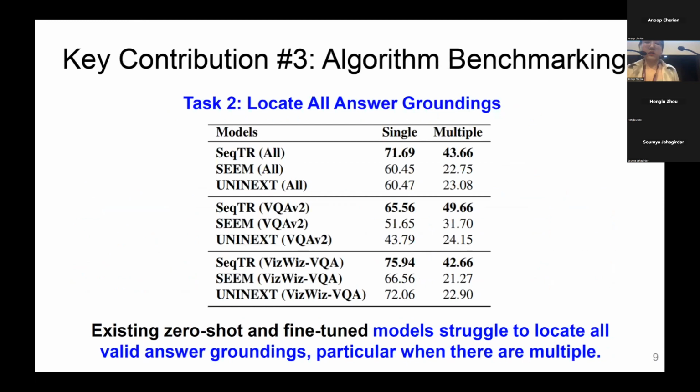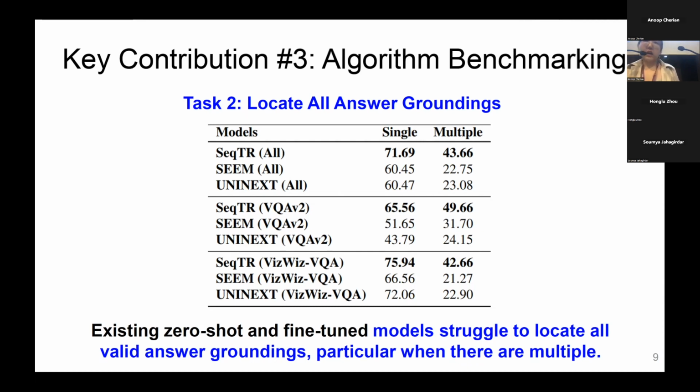Our second task, answer grounding, is to locate all answer groundings to a visual question. Success on this task can enable users of VQA solutions to better understand the varied reasoning processes that can lead to different visual answers, making the models more explainable and trustworthy. More generally, this task also contributes to ethical AI by considering the diversity of possible answer groundings instead of only focusing on the answer grounding for the most common answer.